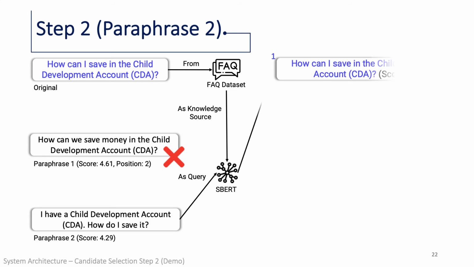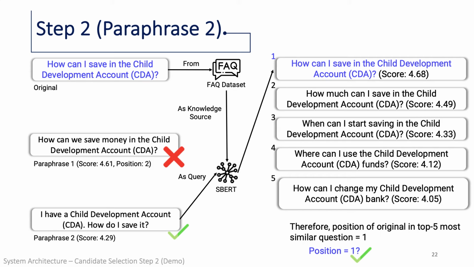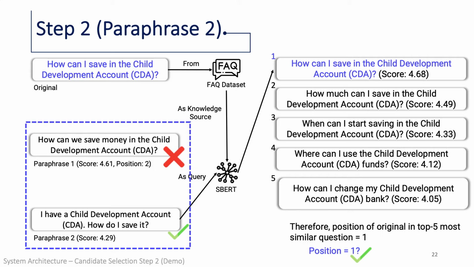This process is repeated for paraphrase 2. As the original question is now in first place, position is 1. Paraphrase 2 is therefore accepted. Step 2 of the candidate selection process is crucial in shortlisting eligible candidate paraphrases, as you may have observed by now that even though paraphrase 1 with a score of 4.61 is more similar to the original than paraphrase 2, paraphrase 1 is not eligible as it is more similar to other questions of the FAQ instead of its original.